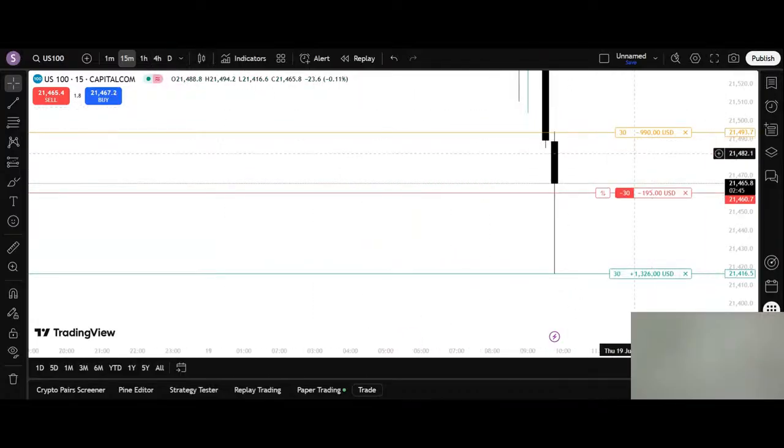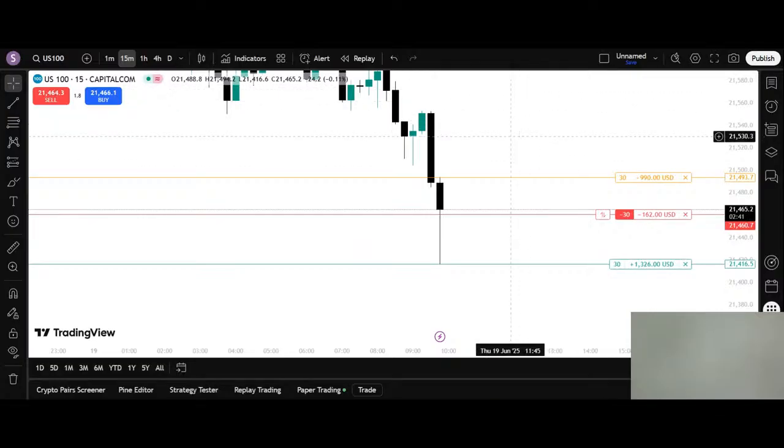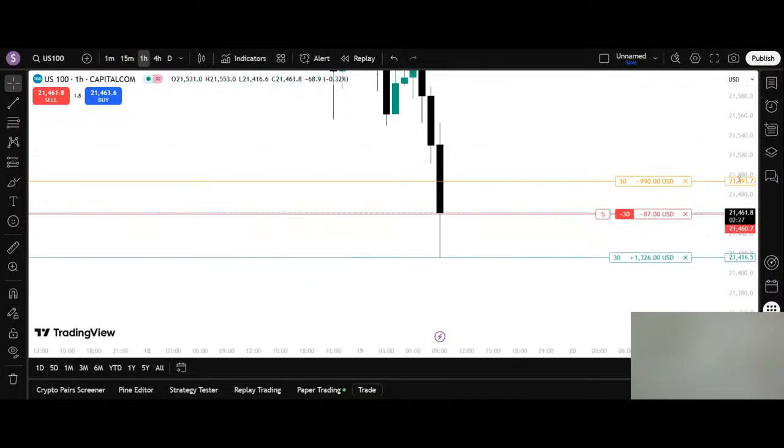Let's get this out of the way. Approximately 2 minutes 30 seconds until the 1 hour candle closes. The 1 hour candle is about to close.